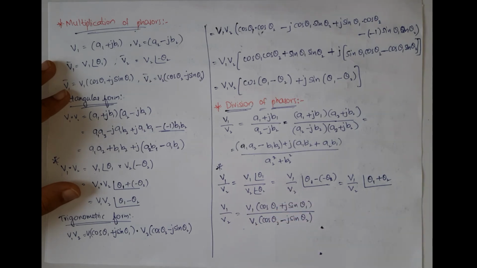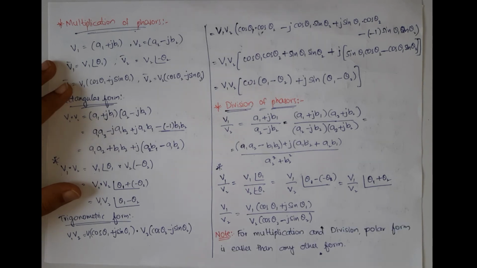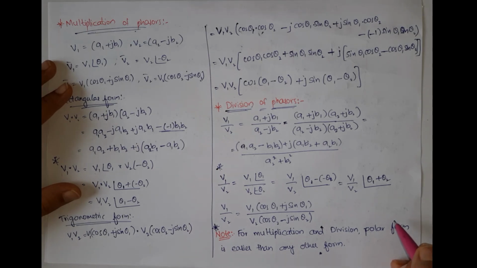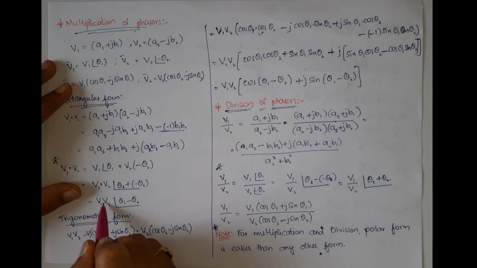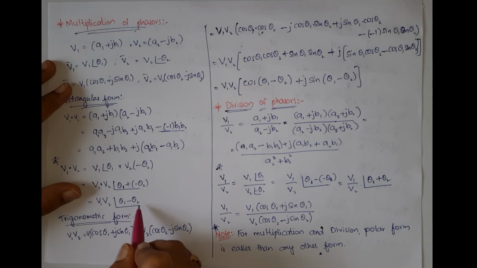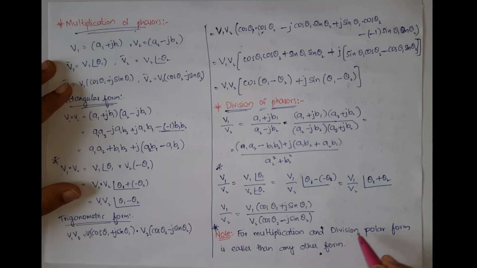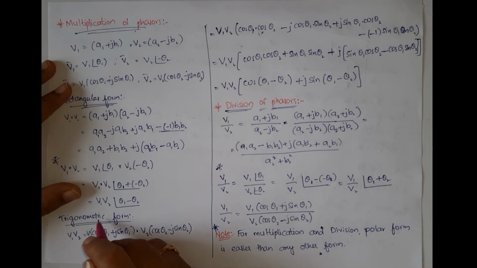Let me note it down. So for multiplication and division, polar form is easier than any other form. For multiplication, just multiply the magnitudes of the phasors and sum up the angles of the phasors, as well as for division, divide the amplitudes of the phasors and subtract the angles of the phasors. This is the method. So hope you have understood all the representations.